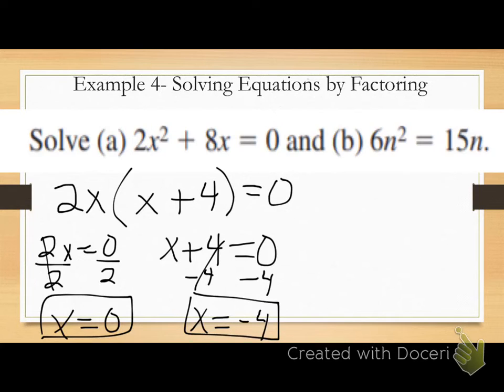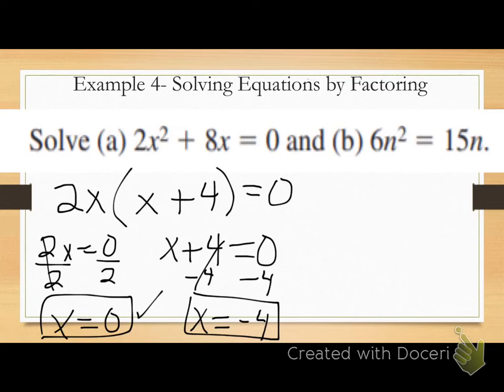Now let's check this in our heads real quick. Plug in 0 first. What's 0 squared? 0. What's 2 times 0? 0. What's 8 times 0? 0. What's 0 plus 0? 0. Does 0 equal 0? Yeah, it checks out. We're good with that one.